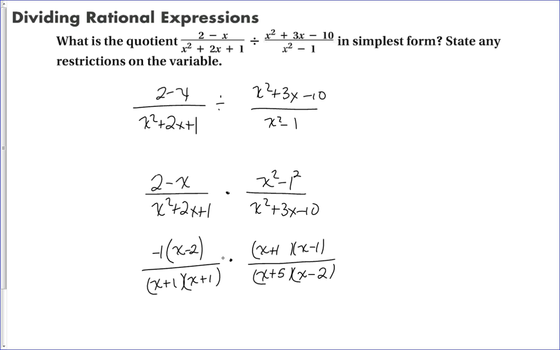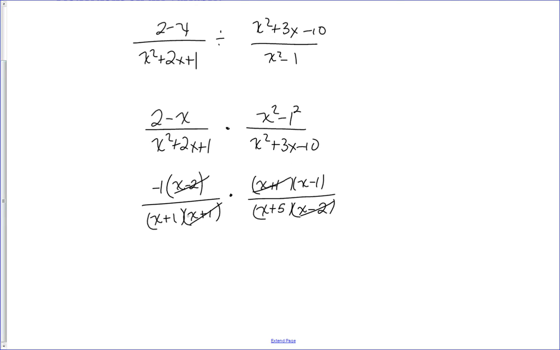All right, so now we can just start canceling out things. Well, the x minus 2 will cancel with this one. One of these x plus 1s will cancel over here. It looks like that's all we can cancel. So we're going to have negative 1 times x minus 1 over x plus 1 times x plus 5.